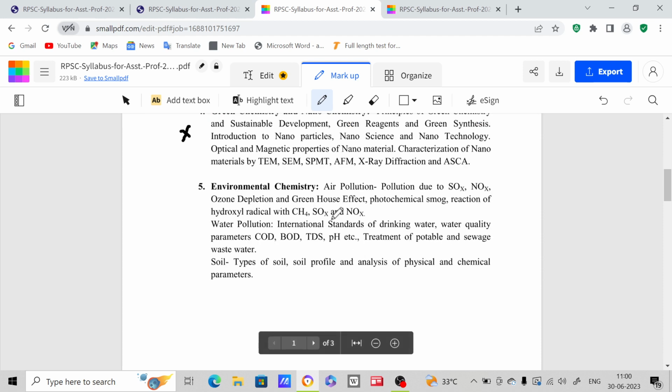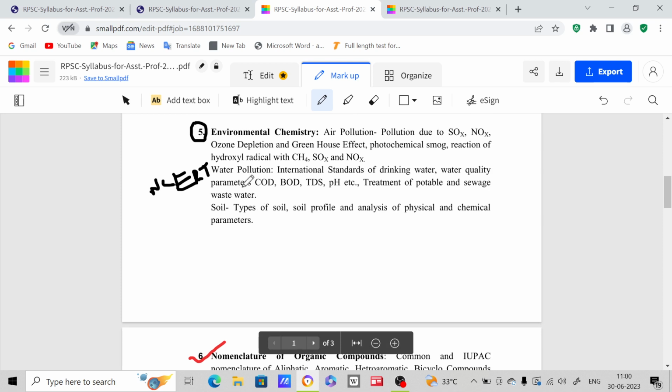The next one is environmental chemistry. Environmental chemistry is also not that important, but if you want to study the topics of environmental chemistry, you can study from NCERT.